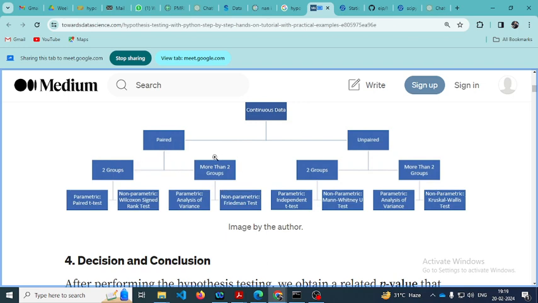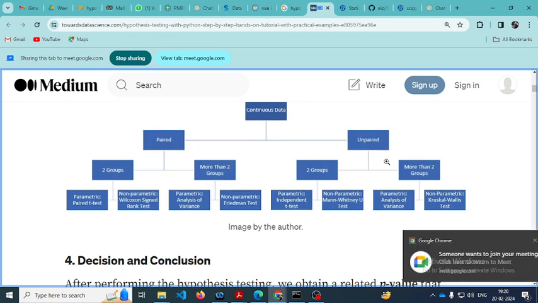If you have more than two groups, then again you need to check whether it is parametric or non-parametric data. If it is parametric, then you need to do analysis of variance, or if it is non-parametric, you can apply a test such as the Friedman test. I will show you some of the tests. We have different varieties of problems based on this continuous data. We select whether it is paired or unpaired data, and whether it is two groups or more than two groups.